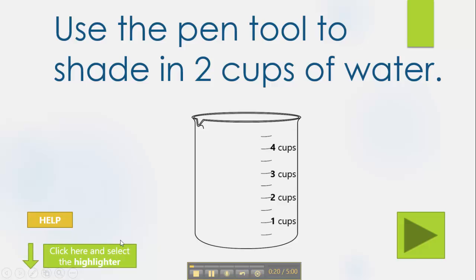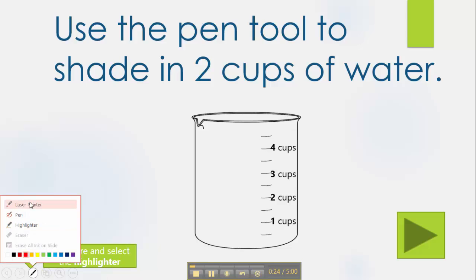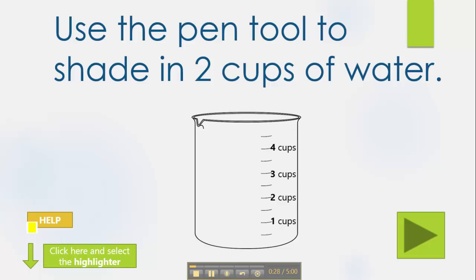it'll say click here and select the highlighter. We're going to see laser pointer, pen, and highlighter. Select highlighter, and we're going to shade in 2 cups of water. We're going to draw that line right under that 2 cups line. And there we've shown that we know where 2 cups of water is. You do not need to color the entire measurement tool, just where it represents 2 cups.